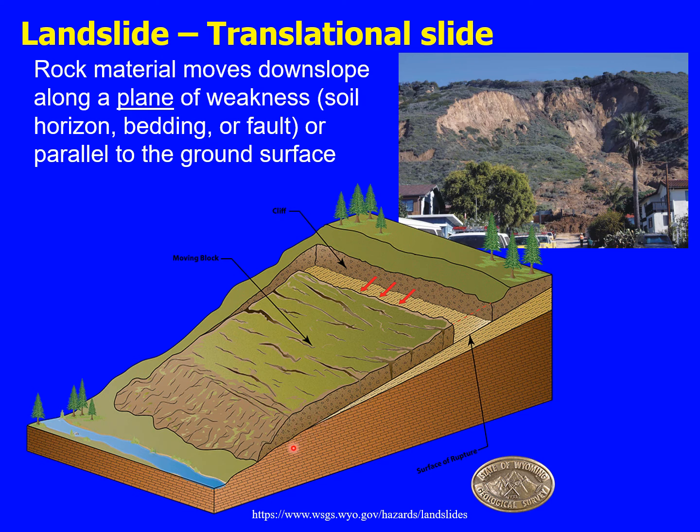Now, unlike a slump, this is not rotational. There's no convex shape to the slide plane. This is on a flat slide plane. That's the main difference between a slump and a landslide. And in this case here, we're looking at a linear failure plane.